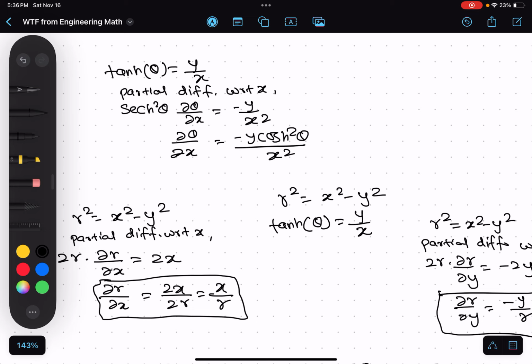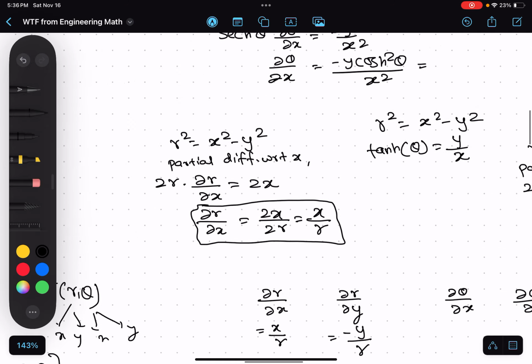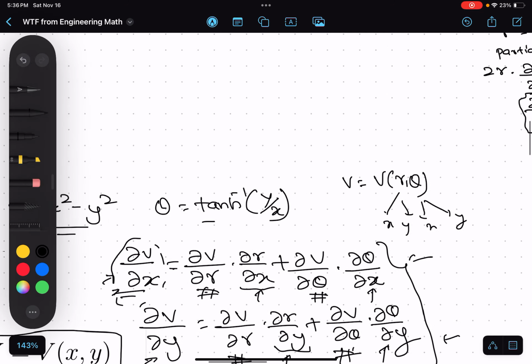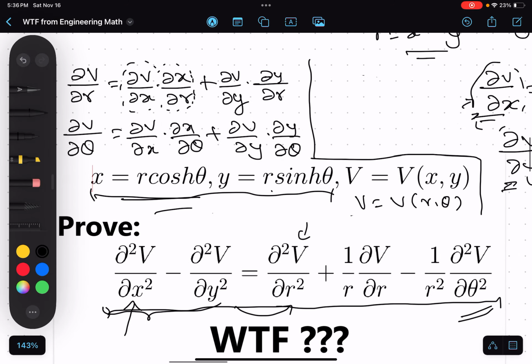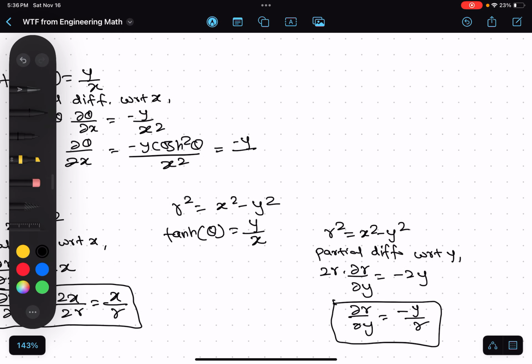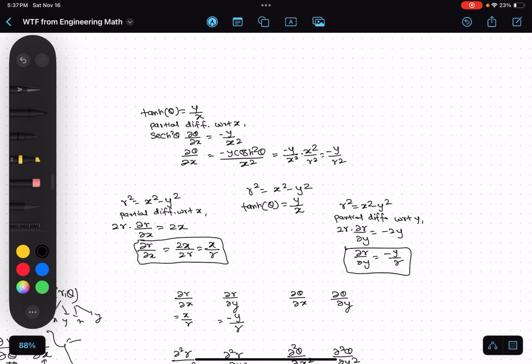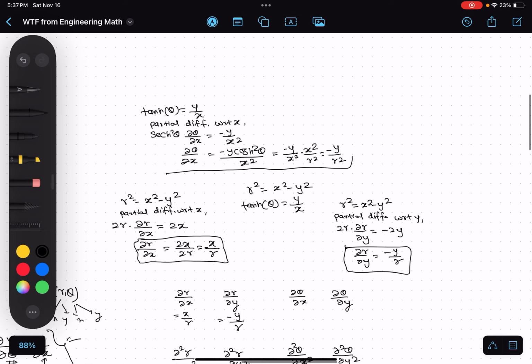If you want this expression in terms of x and y, we know that cosh theta is just x by r, right? So if we use that, this is minus y by x square times x square by r square. So that's just minus y by r square. You see that? So yeah, this is the expression, minus y by r square.